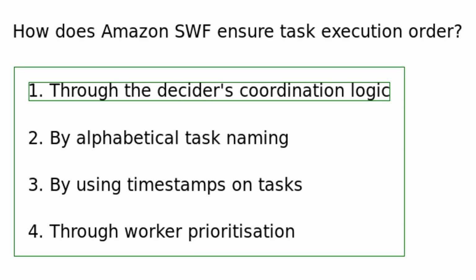Amazon SWF ensures task execution order through the decider's coordination logic. The decider schedules tasks based on dependencies, conditions, and the overall workflow structure, maintaining the correct sequence.